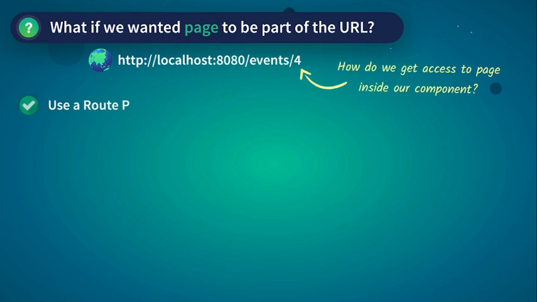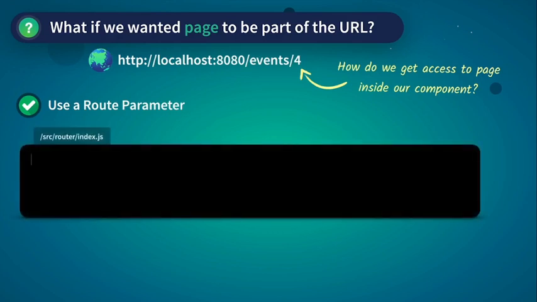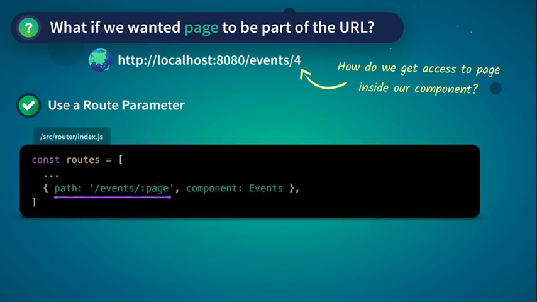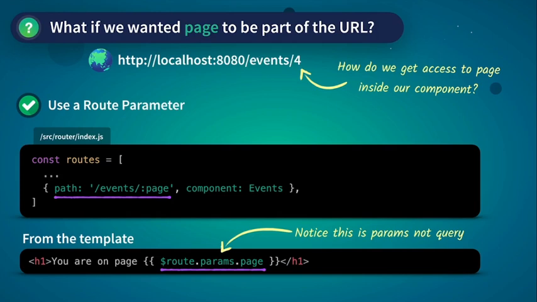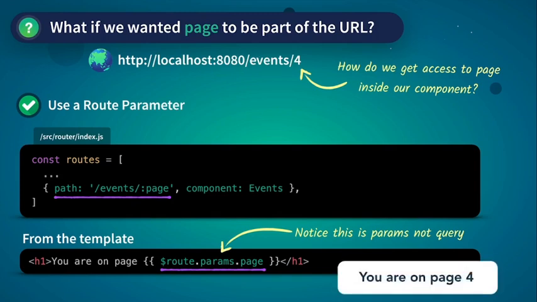Here we could use a route parameter. We define a route parameter inside of our router file by using events/:page. It's that colon there that makes it a route parameter. Then inside this template, we can access this parameter by doing route.params.page. Notice we're using .params, not .query, like we did in our previous example. And this is what our component would print out in our browser.